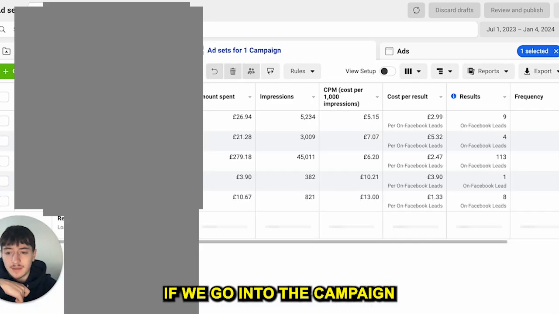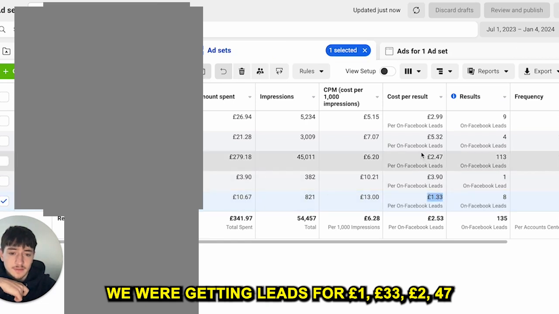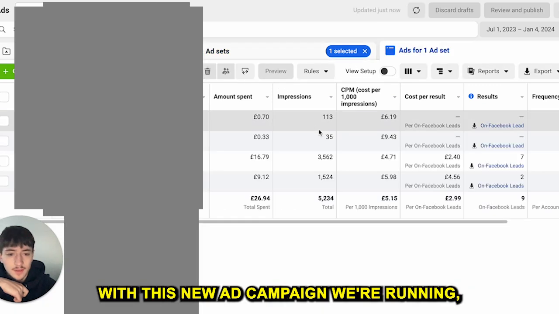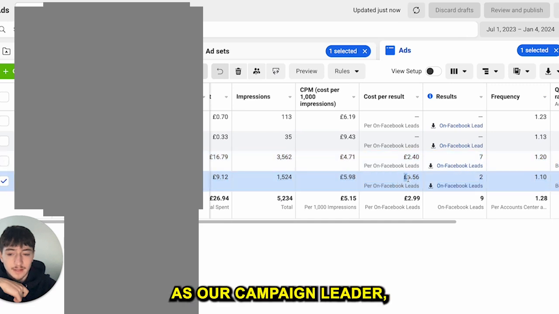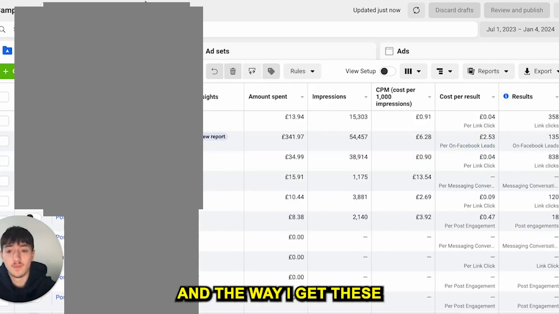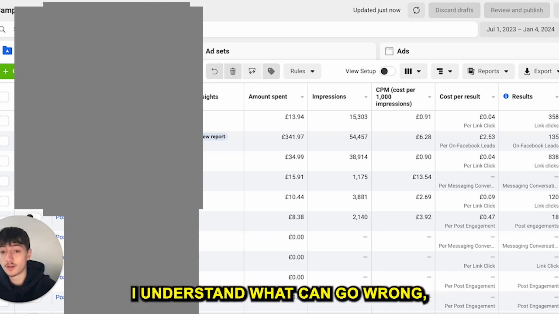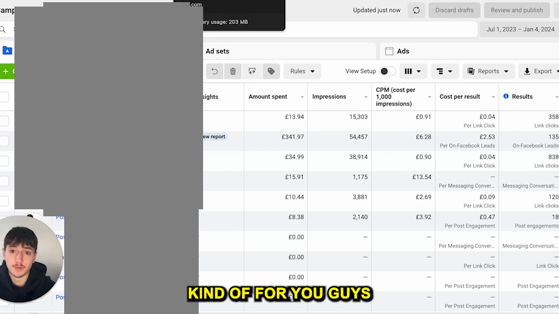If we go into the campaign, you can see we were getting leads for £1.33, £2.47 with this new ad campaign we're running. We're getting leads at £2.40, which is not bad. I'm gonna have to kill this ad campaign later. And the way I get these really good results is that I understand literally everything about my service delivery. I understand what can go wrong, what I need to change, and I'm just going to break it down for you guys to get a better understanding.